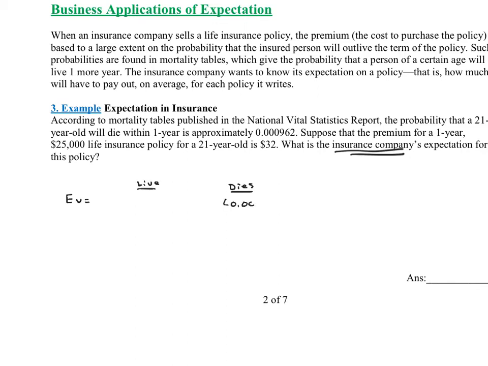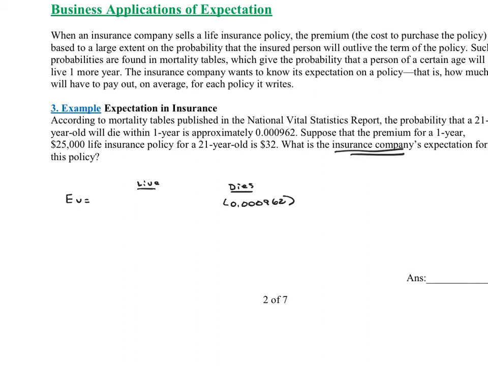So that's 0.000962. So what's the probability that they live? Well, the probability that they live is 1 minus that number. So do that in your calculator. I'm going to do 1 minus 0.000962.